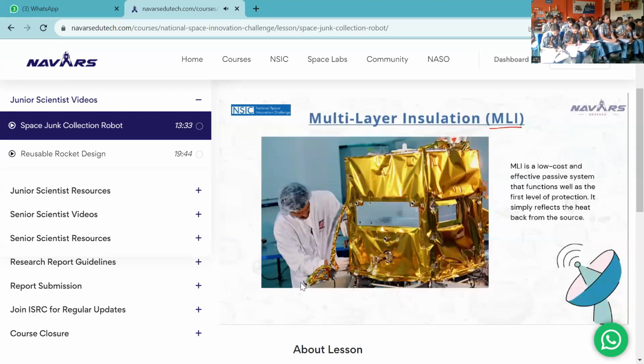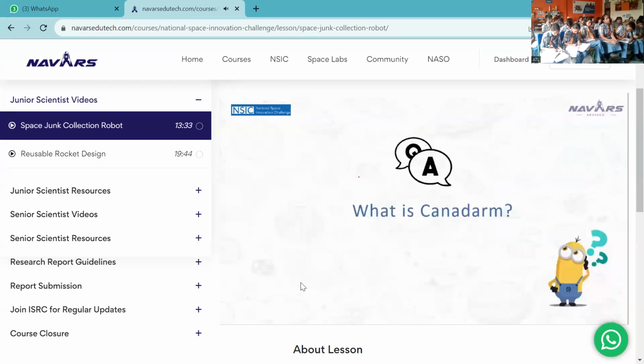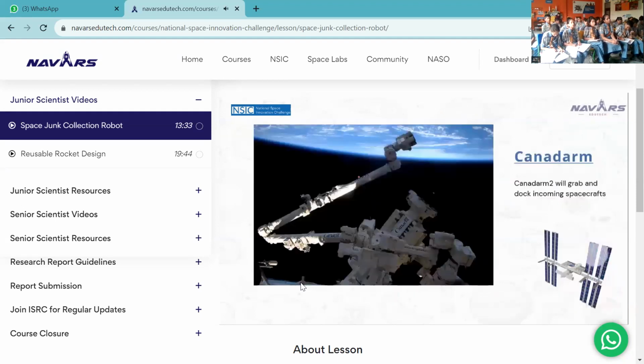Now, let me ask you another question. What do you know about Canadarm? Have you heard about it? So, Canadarm is a robotic arm used in space by astronauts to help them with different tasks. The Canadarm is actually about 50 meters long. You can see in this picture also the long arm. It is a big mechanical arm that can move and grab things in space. It is made up of different segments that can rotate and bend like a human arm.